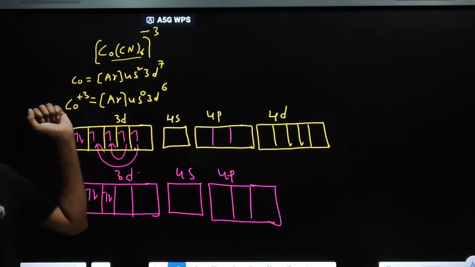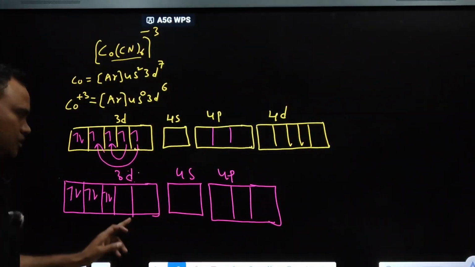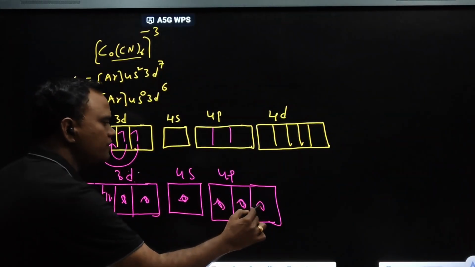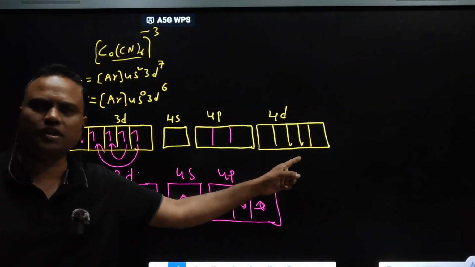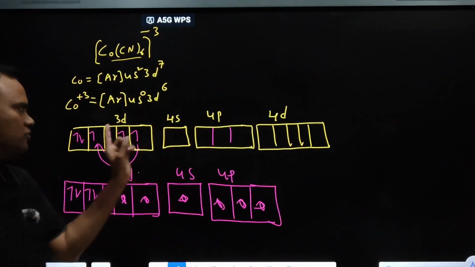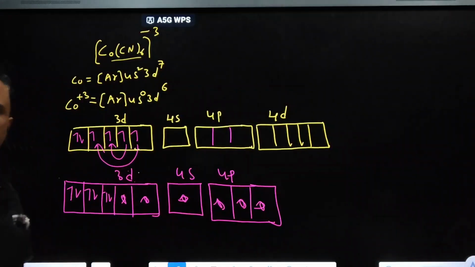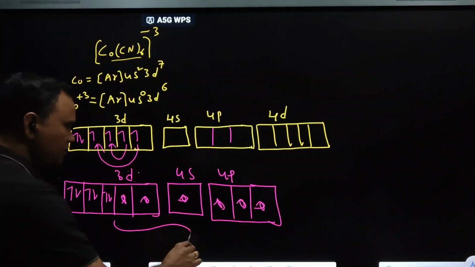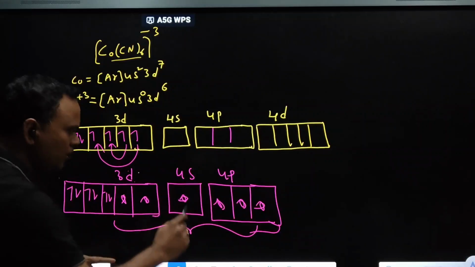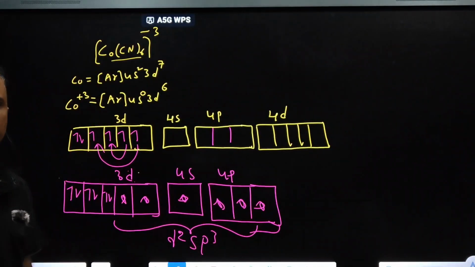You tell me, what is the coordination number? 6. How many vacant rooms we need? 6. 1, 2, 3, 4, 5, 6. Is there any need to use 4D? No. If we do not use 4D, if we use only 3D, that complex is called inner orbital complex. Hybridization is d2sp3: 2 d orbitals, 1 s orbital, 3 p orbitals.